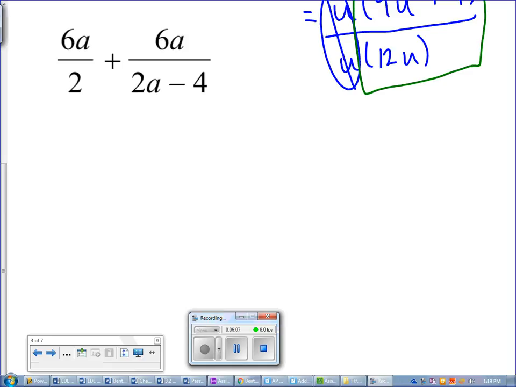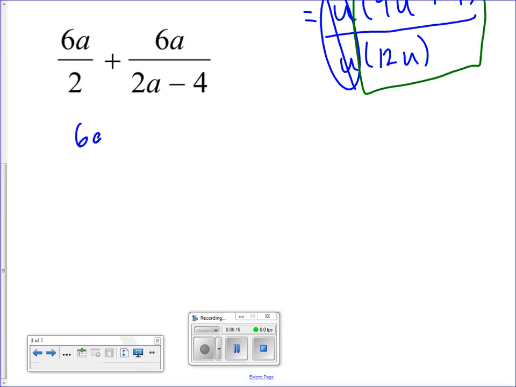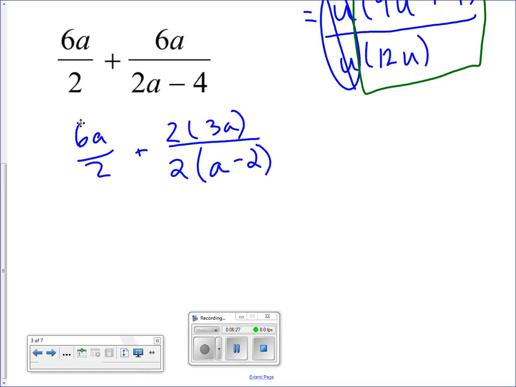Okay, now we have a second example. Take a look at that second fraction. Before I even do anything, I notice there's a GCF of 2. That's the first fraction. In the second fraction, I can factor a 2 out of every single term. I find that interesting because the other denominator already has a 2. So really, all I need is the other denominator to have the factor a minus 2.